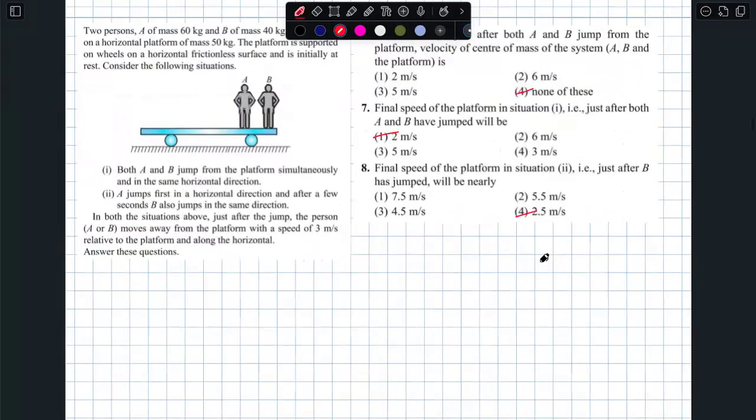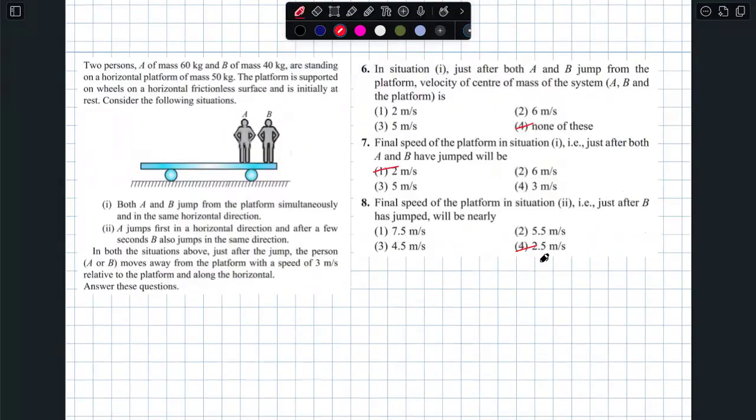Now you see, in continuation to our previous class, additional models we are discussing here. Two persons, A of mass 60 kg and B of mass 40 kg, are standing on a horizontal platform of mass 50 kg. The platform is supported on wheels on a horizontal frictionless surface and is initially at rest. Consider the following situations. Already we have done this individually, but very good question, so we will discuss again.